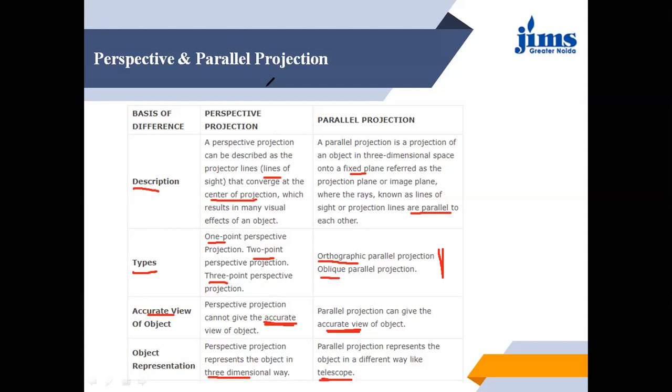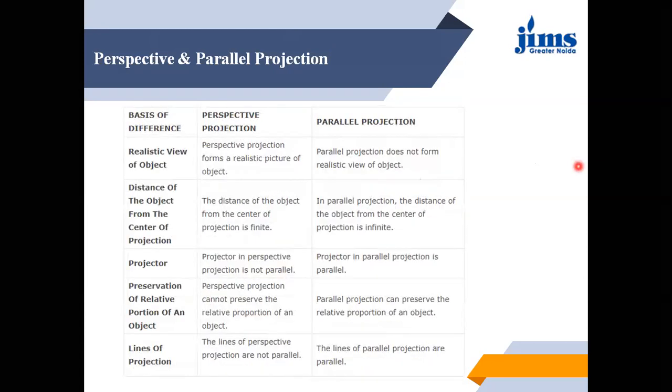So these are some basic differences based on description, type, view, and object representation. On the basis of realistic view of the object, perspective projection forms a realistic picture of the object, whereas parallel projection does not form a realistic view, as the COP is at an infinite distance, and that is not possible in real life. Next, distance of the object from the center of projection. In perspective projection, the distance of the object from the center of projection is finite. In the case of parallel, it is infinite.